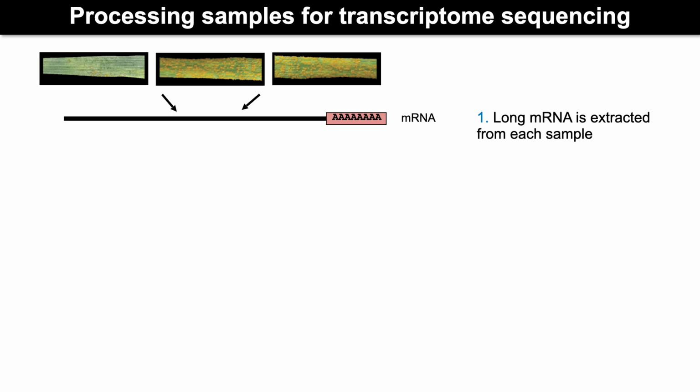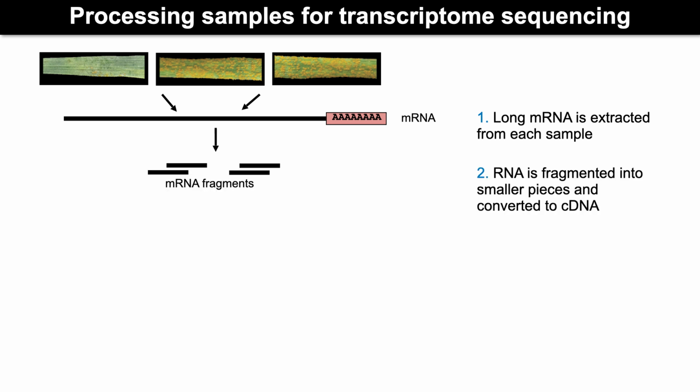So how do we actually process our samples for transcriptome sequencing? When we do transcriptome sequencing, we're sequencing all the genes of both the fungus and the host plant, our wheat plant, that are turned on during that interaction. So we're capturing all the genes that are turned on during that interaction. We take our pieces of leaf, in this case, and we extract mRNA from those samples. And then we fragment that RNA into smaller pieces.